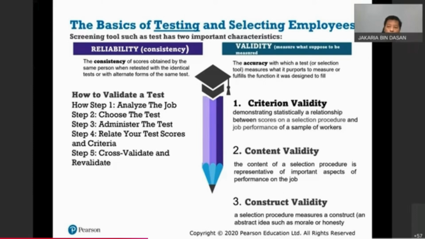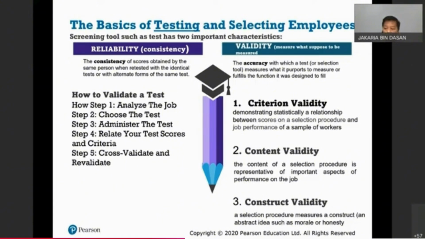Actually, we have 3 types of validity: criterion validity, content validity, and construct validity. For example, criterion is when we use a test with some measurements, some items, and we look at the score of the criterion, whether the candidate achieves the expected score. And then content means the items used in the measurement really ask the right questions that we expect to be part of the job specification that we need.